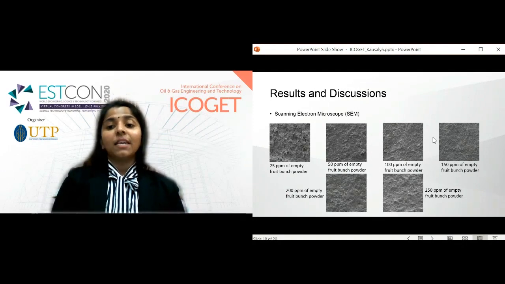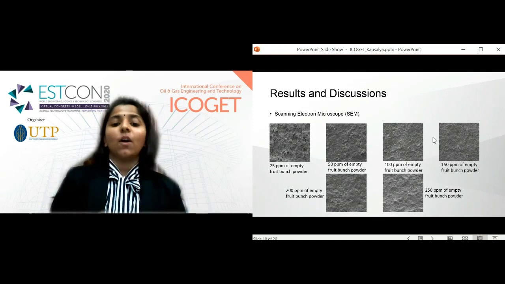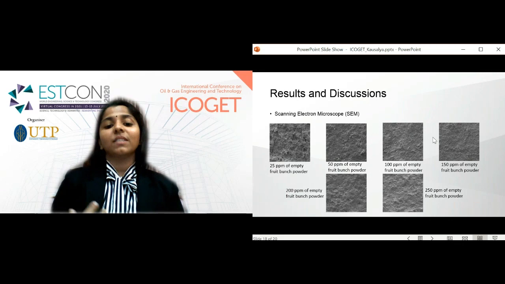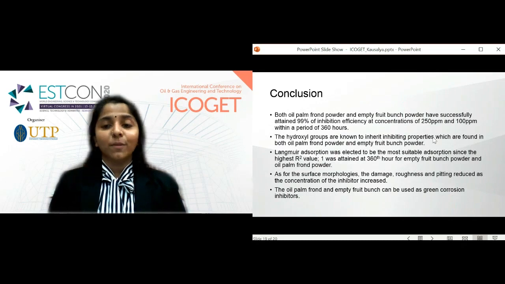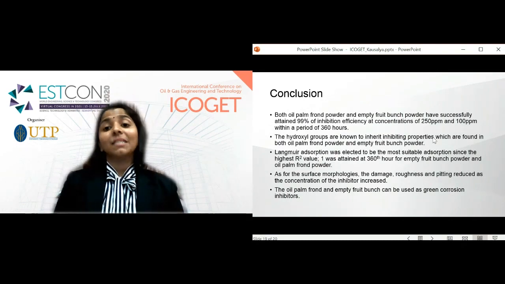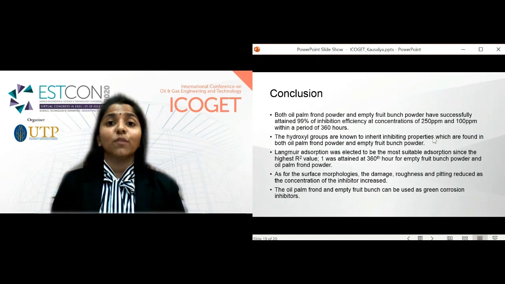These images are evidence of the passive film existing on the metal surface, inhibiting the active sites, according to previous work in the literature. And finally, for the conclusion, both the oil palm frond powder and empty fruit bunch powder have successfully attained 99% inhibition efficiency at concentrations of 250 ppm and 100 ppm within a period of 360 hours. The hydroxyl groups, which are known to inherit the inhibiting property, are found in both the oil palm frond and the empty fruit bunch powder.